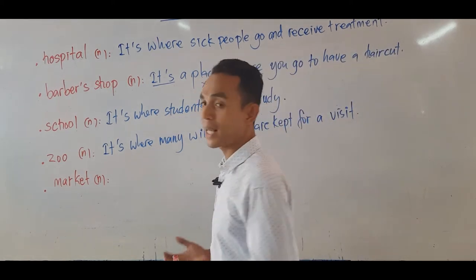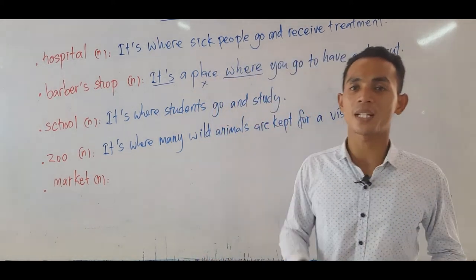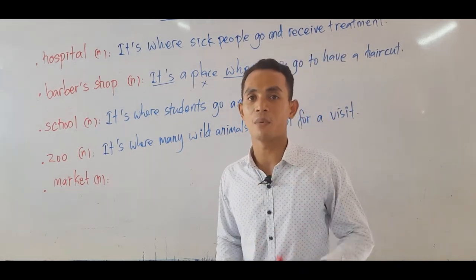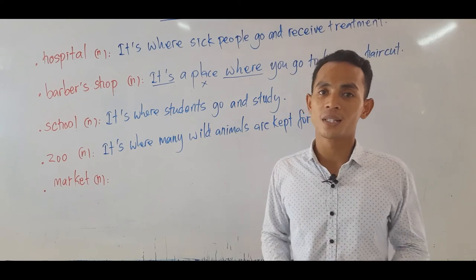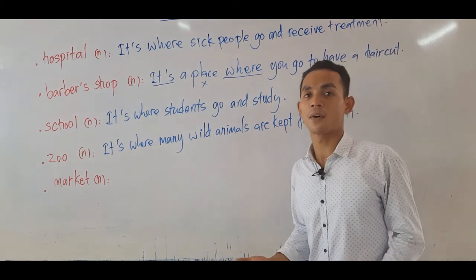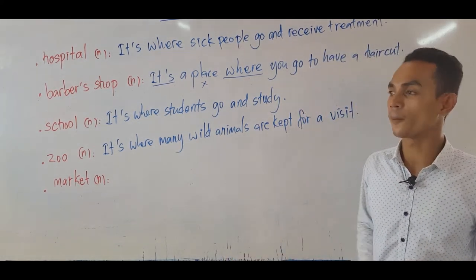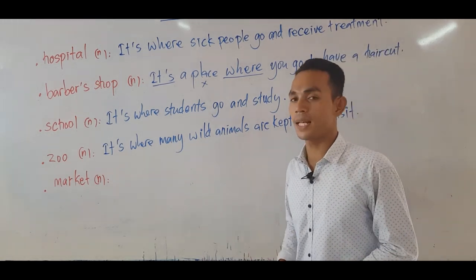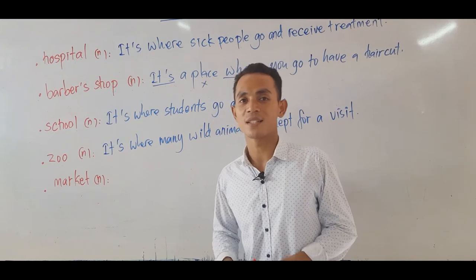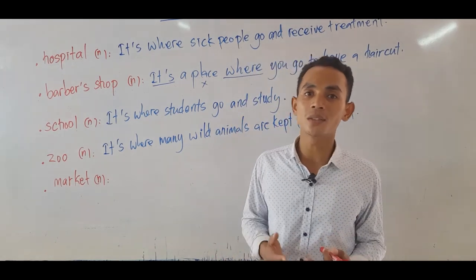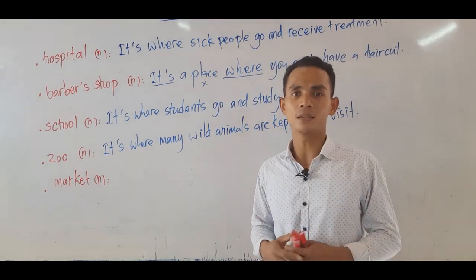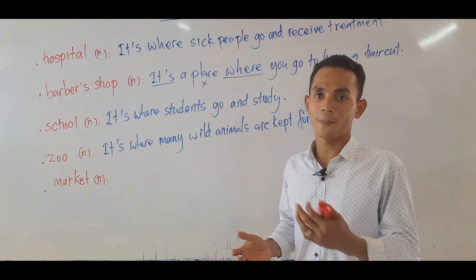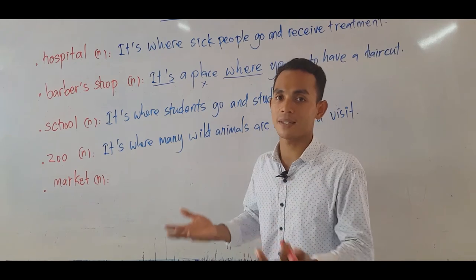And the last one, the word market. Usually you say, my mother goes to the market every morning to buy some food for breakfast and for our meal. So what does market mean? Market, you can buy something. So market, it's where you go to buy something. It's easy. It's where people go and buy things they want.